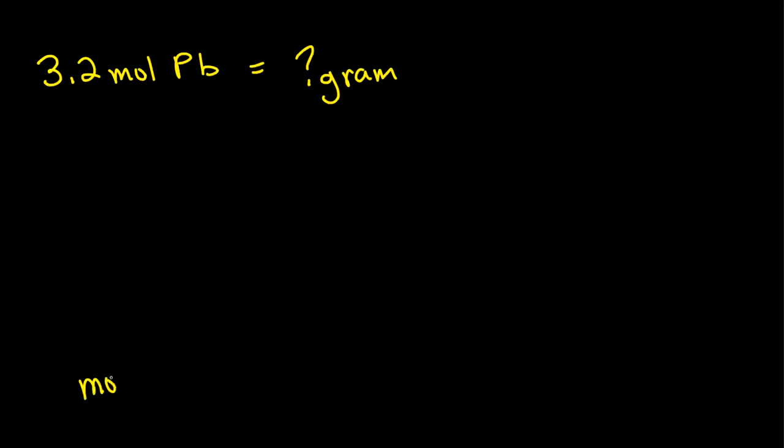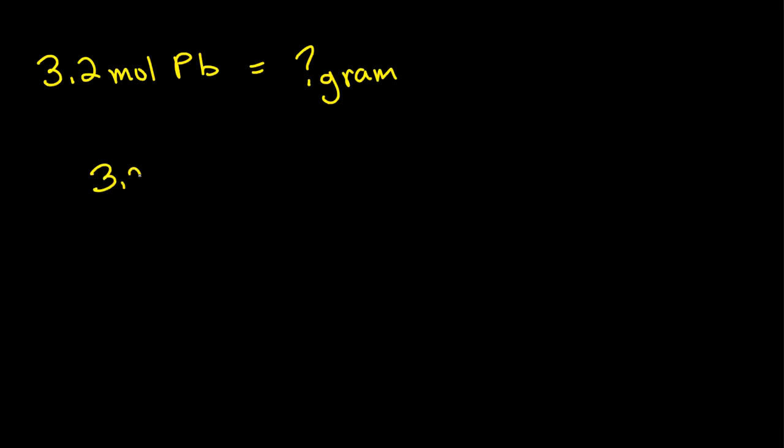Let's do lead. Let's say we got 3.2 moles of lead. And I want to know how many grams is that. The key to remember is this. If you have moles and you want mass, you multiply. It's pretty simple. If you got moles, you want to change it to mass, you just multiply. You multiply the moles by the atomic mass, and that gives you the total grams. So let's set up our proportion so we can figure this out.